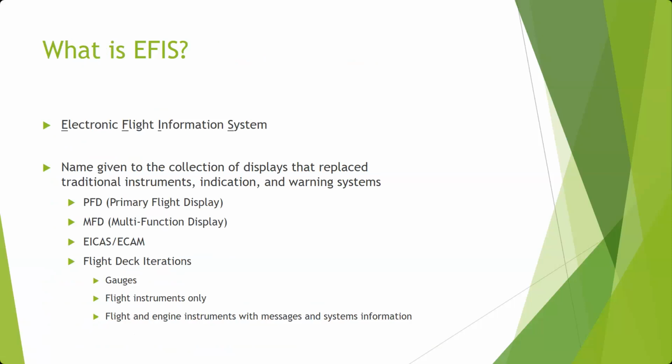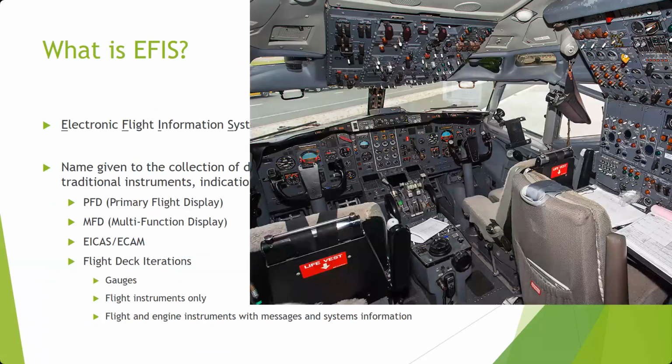So flight deck and kind of iterations. Originally, you had all your traditional gauges. Then the first instruments to go to electronic were flight, and that's when EFIS started. And then flight and engine instruments, as well as systems information with messages, was developed, and that's where ICAS and ECAM became part of EFIS. So here is your earliest version. This is all traditional gauges. Okay, so no EFIS right here.